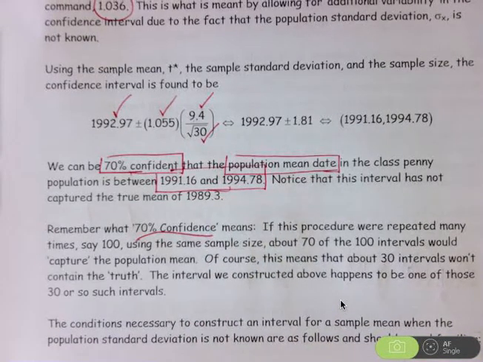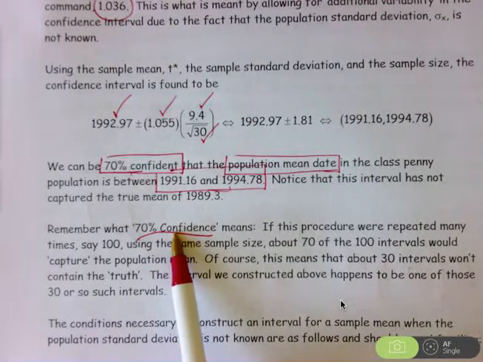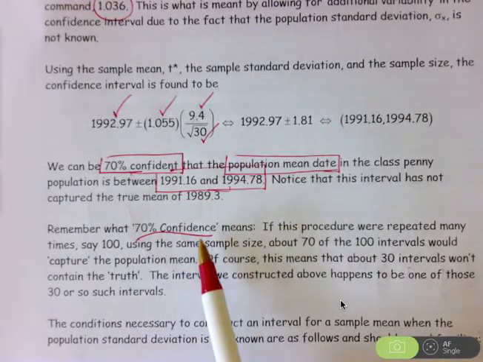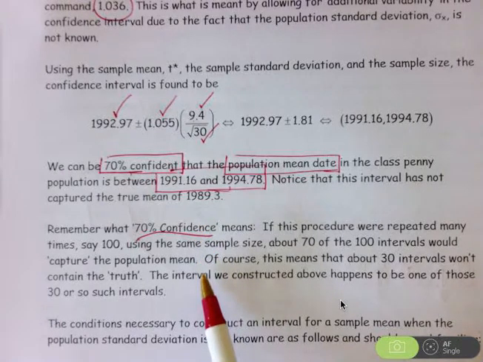Of course, the only reason that we were able to identify that is because we know everything that there is to know about the population in our class penny population. In most situations, you don't know all of that information. If you did, you wouldn't be bothering to build a confidence interval in the first place. So this level of confidence, remember then, describes the procedure used to build the interval. It's important you know the difference between how to interpret the confidence interval versus how to interpret the confidence level.